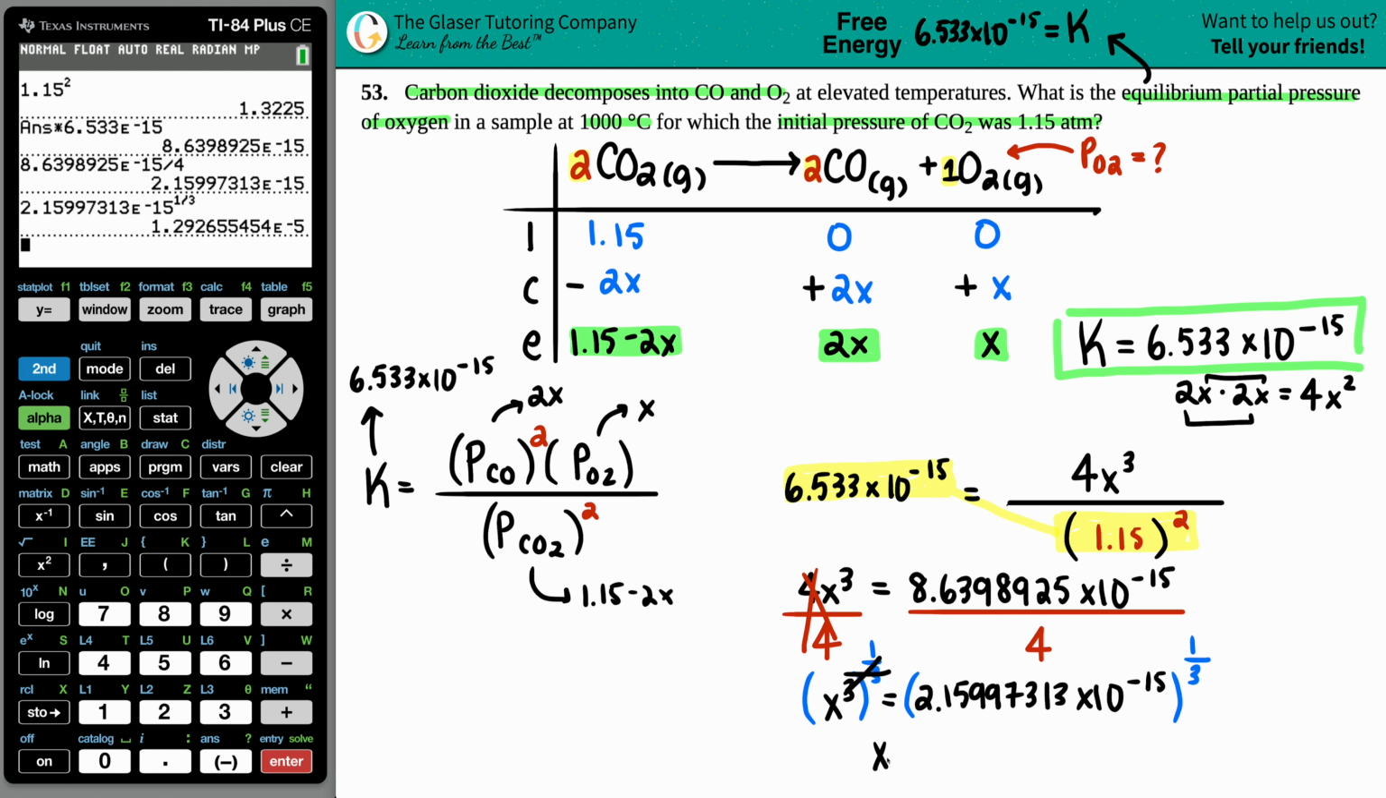And I get x equals 1.29. Because now I'm rounding, this is the final answer. 1.29 times 10 to the negative 5th ATM. Now, which one are we solving for? I wanted to find out that equilibrium partial pressure of oxygen. So here's the oxygen. Equilibrium was just x. So the pressure of O2 at equilibrium is x, which is 1.29 times 10 to the negative 5th ATM.